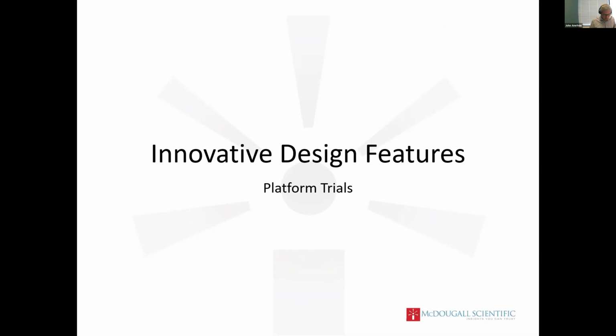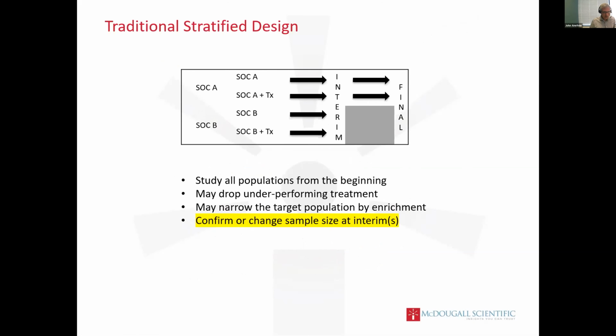Okay, platform trials. These are a more recent development. It's a way of rolling out the basket and umbrella trials. First, looking at the traditional design, this is what might be called a drop the loser design. We have 2 standards of care, and we add a treatment to the standard of care. So 4 arms: each standard of care alone, and then that standard of care plus the treatment. And we plan to conduct an interim analysis, and if a treatment arm or arms is underperforming, then we would drop those and continue only with the ones that are performing as we need them to.